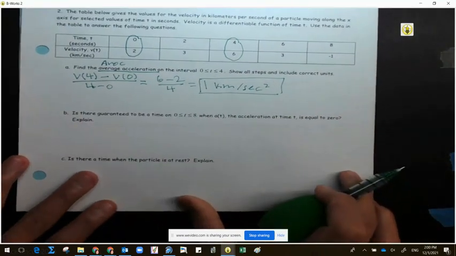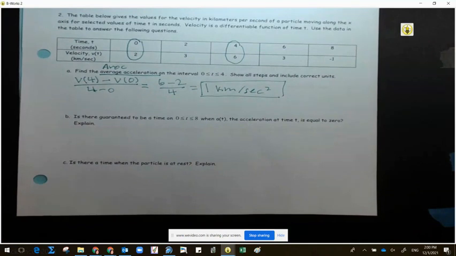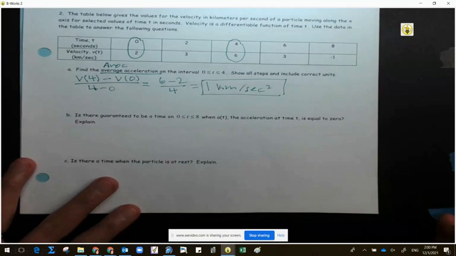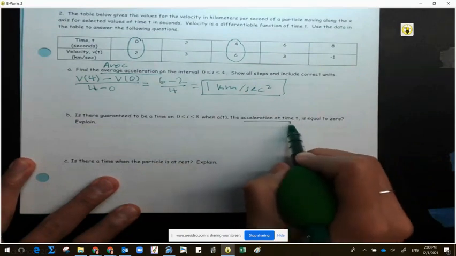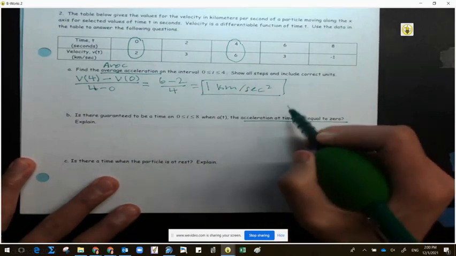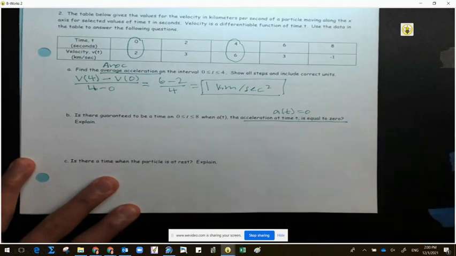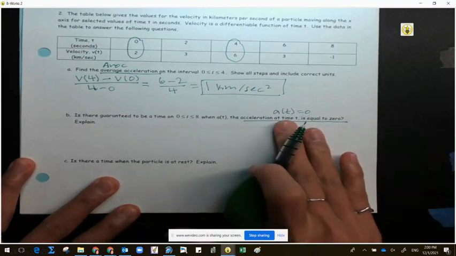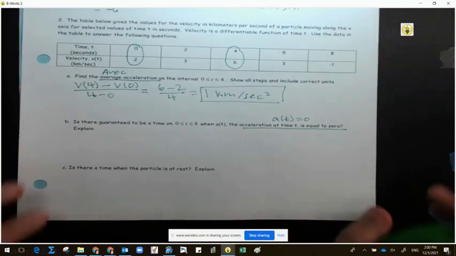All right. For part B, Maddie, let's read. Is there guaranteed to be a time 0 less than or equal to t less than or equal to 8 when a of t, the acceleration at time t, is equal to 0? Explain. So they're telling us the acceleration at time t is going to be 0. So a of t is going to be 0. So that's our derivative.